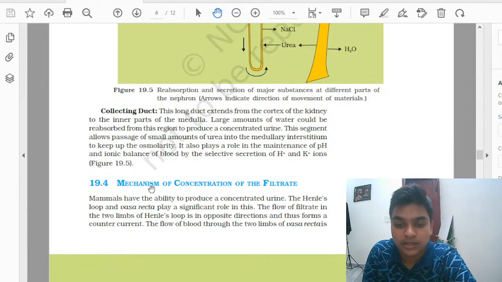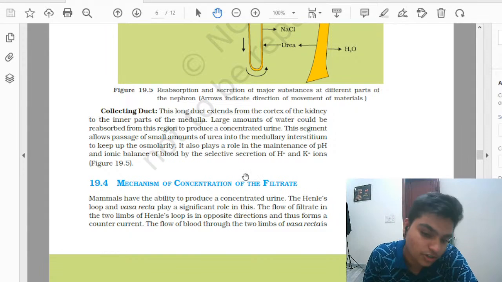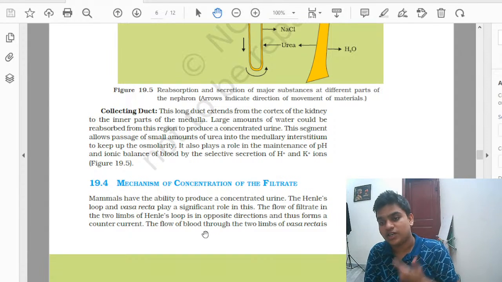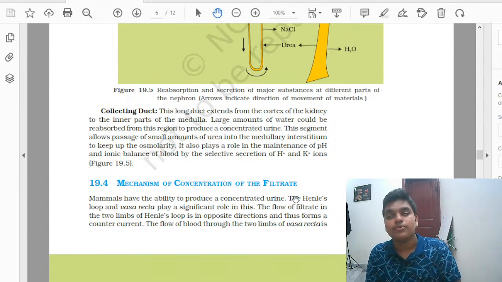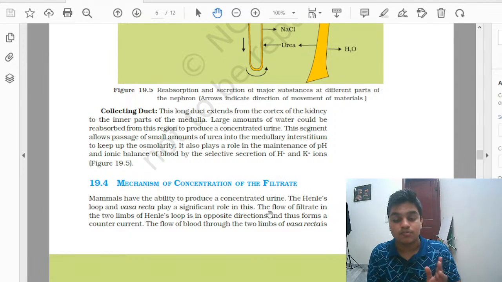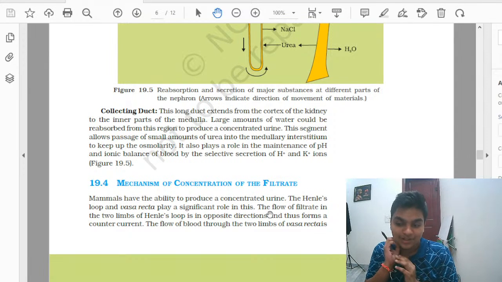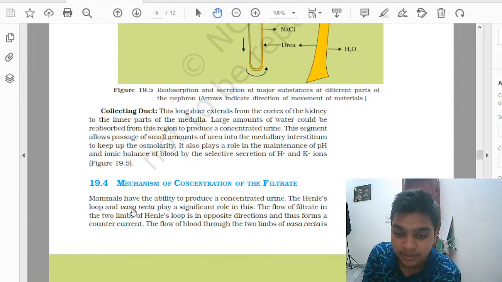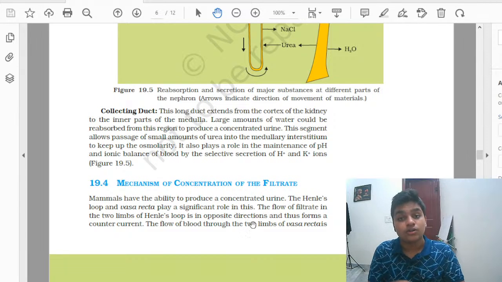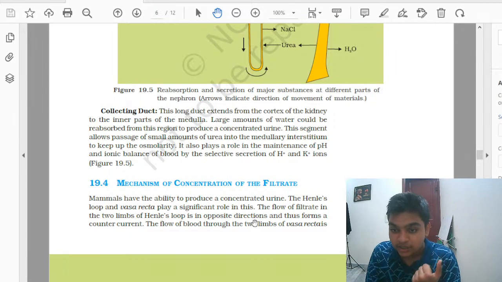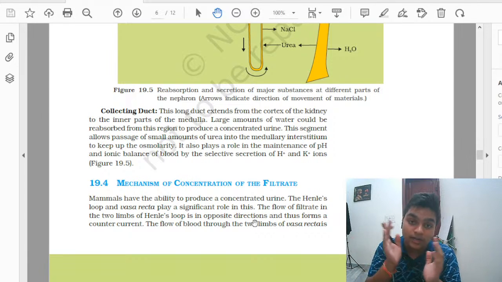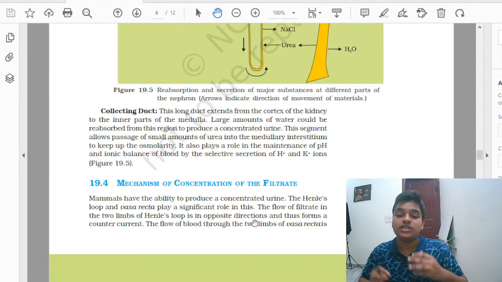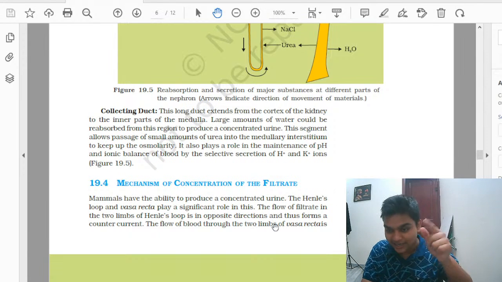Start here: the mechanism of concentration of the filtrate or urine. Mammals have the ability to produce concentrated urine. I just explained the way we produce concentrated urine. Since we reabsorb most of the materials and only release some harmful materials by secreting them back into the urine, the Henle's loop and vasa recta play a significant role in producing concentrated urine, and also in the regulation of the mechanism of concentration of the filtrate. How these two play a major role, it is explaining here.